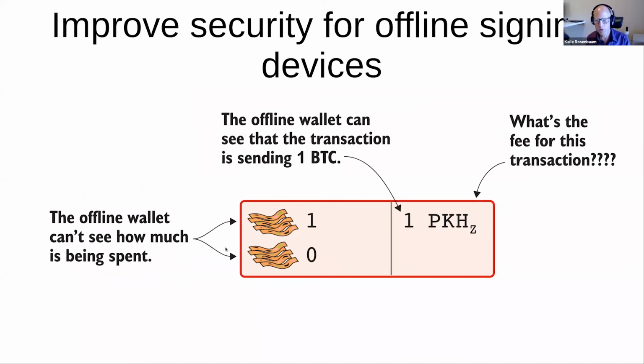So to do that, suppose you want to spend coins. Then you go to your online wallet and you create a transaction that spends some of your coins, but you can't sign it yet because the private keys are on the air-gapped laptop. So to sign this transaction, you need to transfer the transaction to the air-gapped laptop.